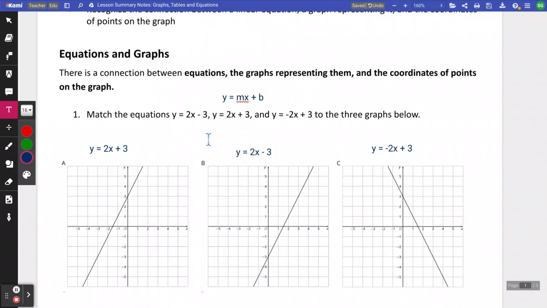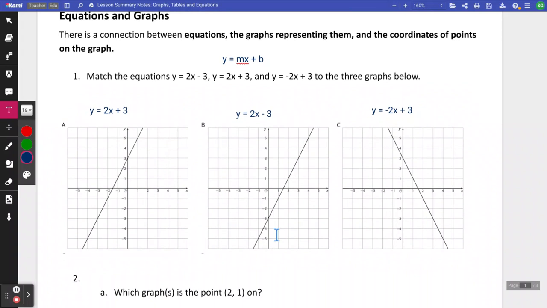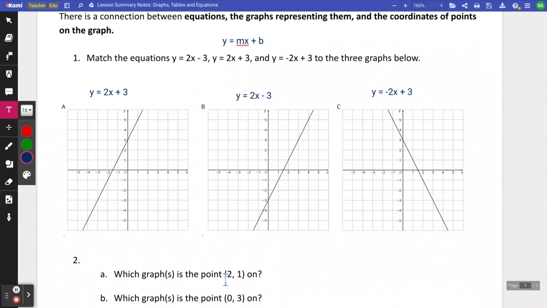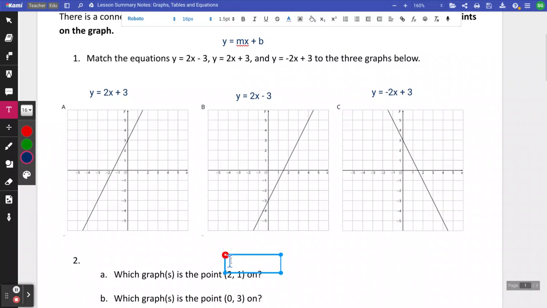This is just a great way to warm up and refresh our minds about what we already know about graphs. Now, remember, we want to look at this connection between the equations, which are these three things right here, the graphs representing them, and then coordinates of points on the graph. So these follow-up questions are going to have to do with coordinates. Number 2, my first question is asking which graph is the point 2, 1 on. And when I'm looking at coordinates like these, remember that first number is always, always, always going to be your x value.